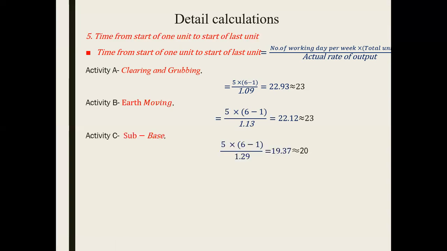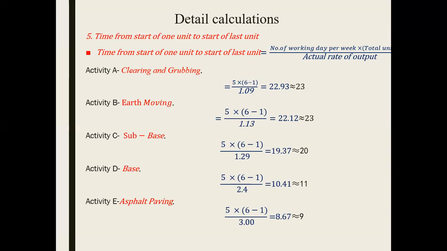For subbase, it is 20. For base, 11. And for asphalt paving, it is 9. So this is how you can see the only variable is the denominator that we have calculated earlier. So that's one of the things with this LOB, that we have to go step by step. We cannot do it randomly. Each step is followed by the next step.